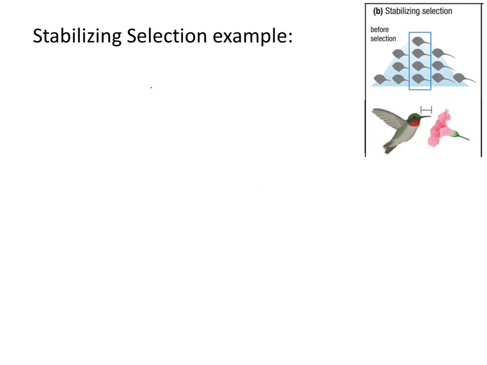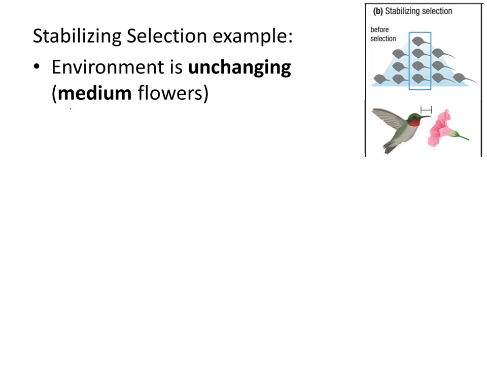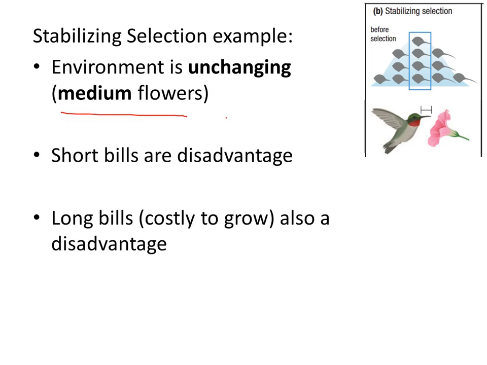Stabilizing selection would be an environment where you have just medium flowers. They're not changing. You don't have deep flowers, you don't have shallow flowers. They're just medium flowers. So short bills aren't an advantage because they're not long enough to get to the bottom of the flower, so they wouldn't get as much nectar, so they would be disadvantaged. The environment would not select for them. So these guys would not be favored because they can't get enough nectar.